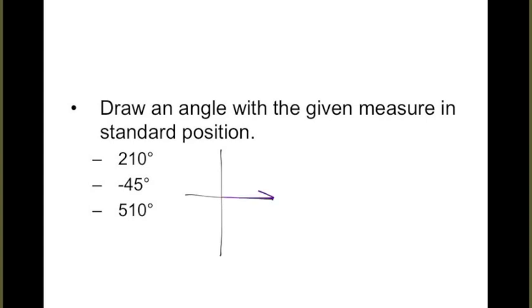Start with the initial side on the positive x-axis, always. And then the first question asks us to graph 210 degrees. We're going to go in a counterclockwise direction, 210 degrees. If I go around half of the circle, how far have I gone? 180. So if I need to go 210, how much more do I need to do? 30. An additional 30 degrees.